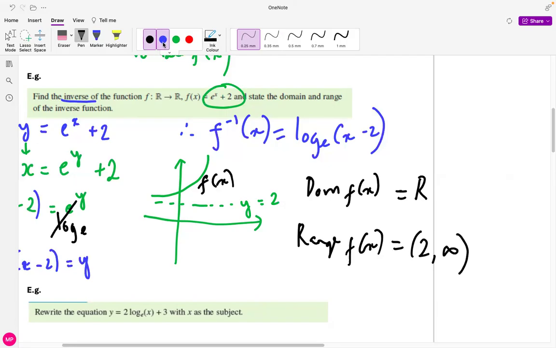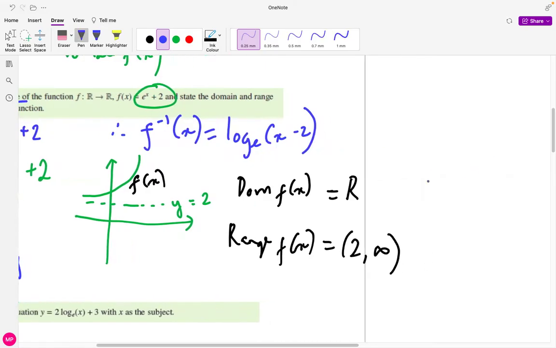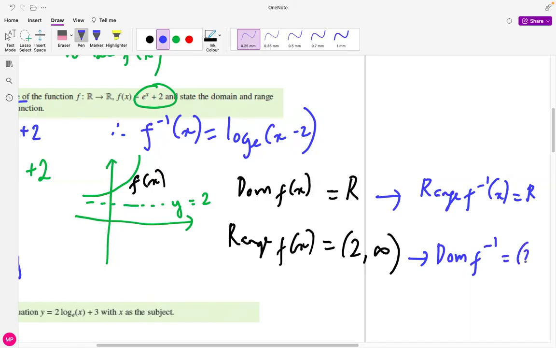Once you've done that, you can switch them around. The domain of the original equals R, so the range of the inverse equals R. So pretty much just swap them around. And the range of the original will become the domain of the inverse, which is 2 to infinity.